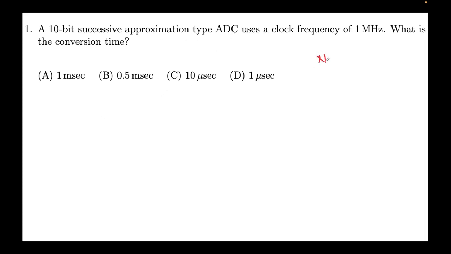Okay, so coming back to our problem, this is a 10-bit successive approximation type ADC. We are given n equal to 10, and the clock frequency is 1 megahertz. What is the conversion time? We see that conversion time is N times T clock.